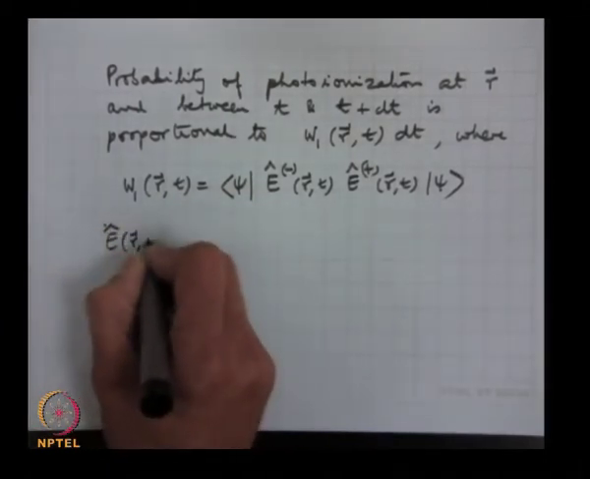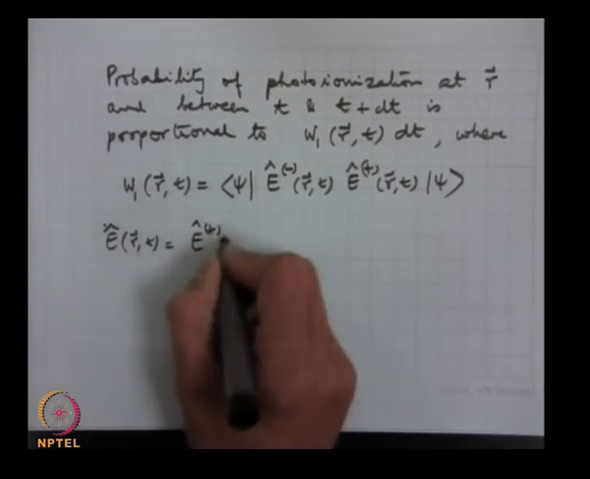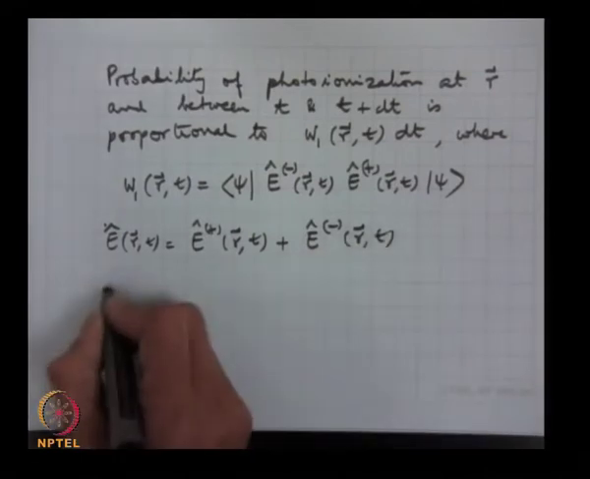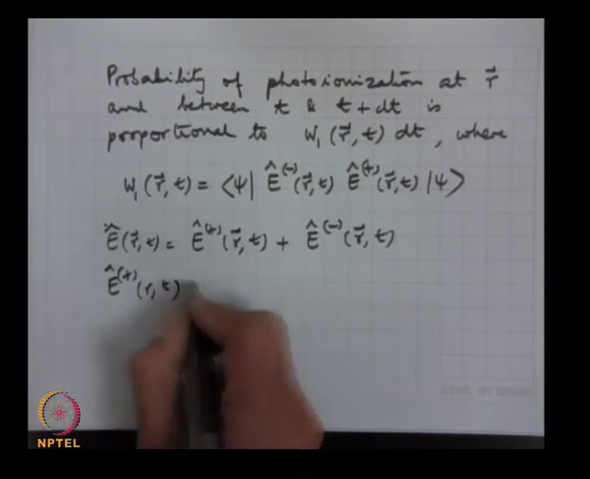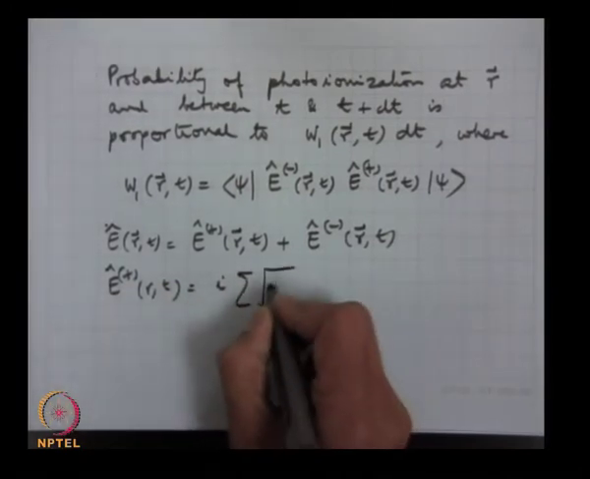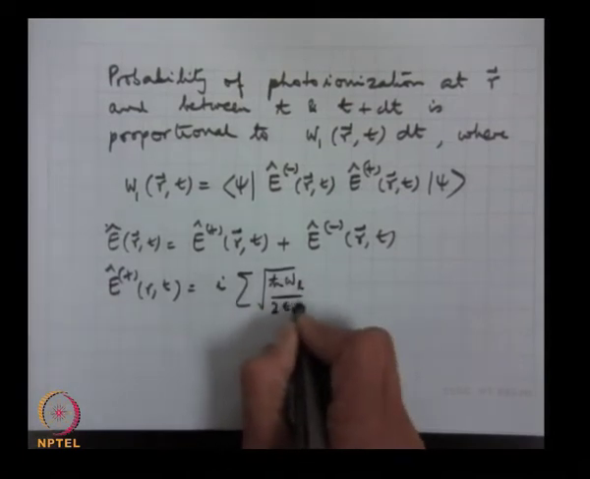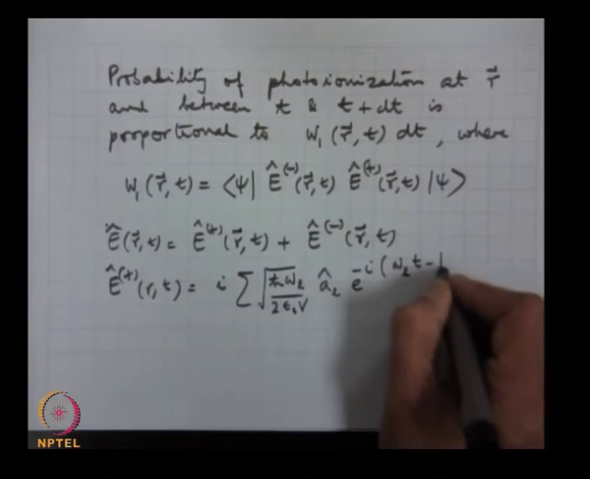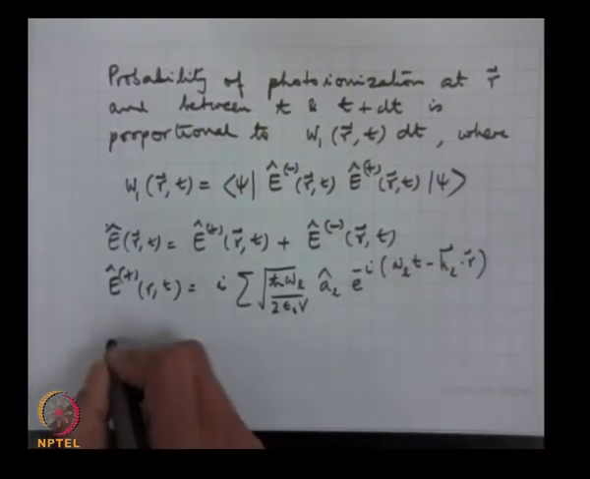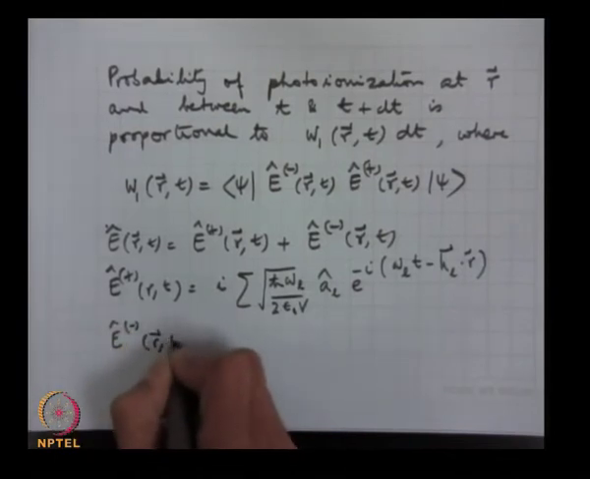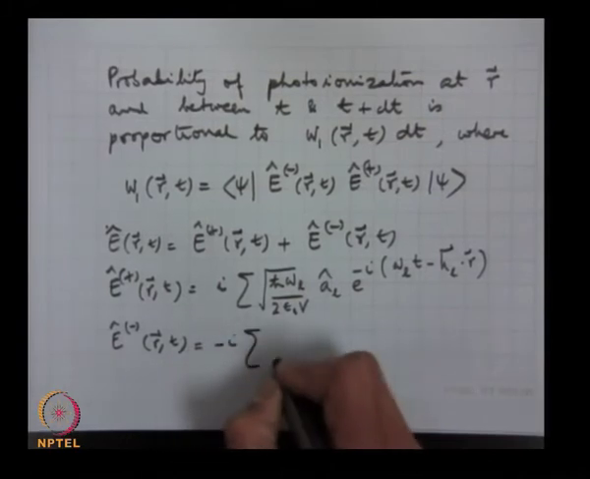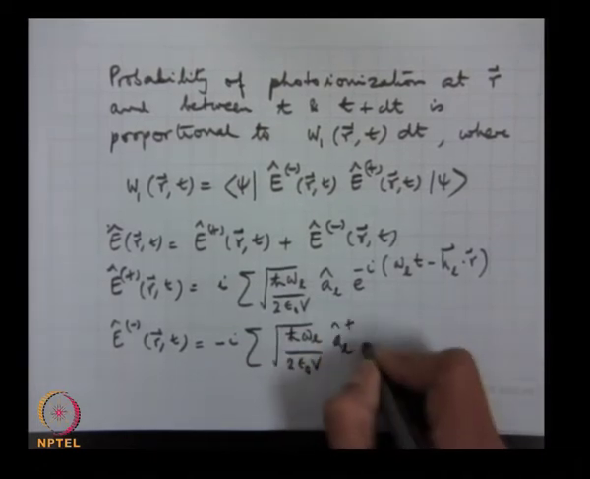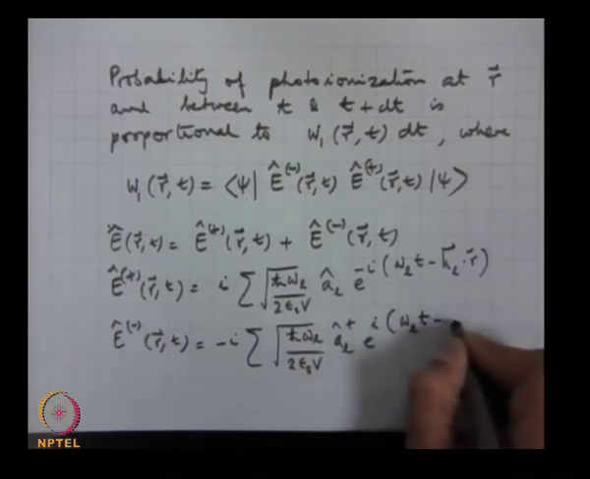E(R,t) is equal to E plus(R,t) plus E minus(R,t), with E plus(R,t) equal to i sigma square root of h cross omega L by 2 epsilon 0 V, A L exponential minus i omega L t minus k L dot R, and E minus(R,t) is equal to minus i sigma square root of h cross omega L by 2 epsilon 0 V, A L dagger exponential i omega L t minus k L dot R.